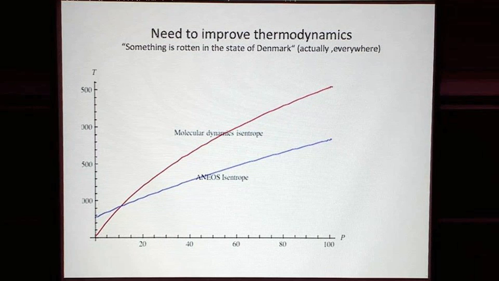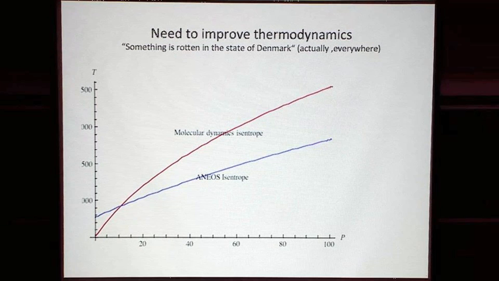So ANEOS is the thing that we have been using, and what I'm telling you now is that it's not right. Whether that matters for some of the things I've just told you, we don't yet know. But this is a concern, that if you take Lars Stixrude's result, this is Lars Stixrude's result, and plot it up, this is an isentrope that comes from his molecular dynamics work.